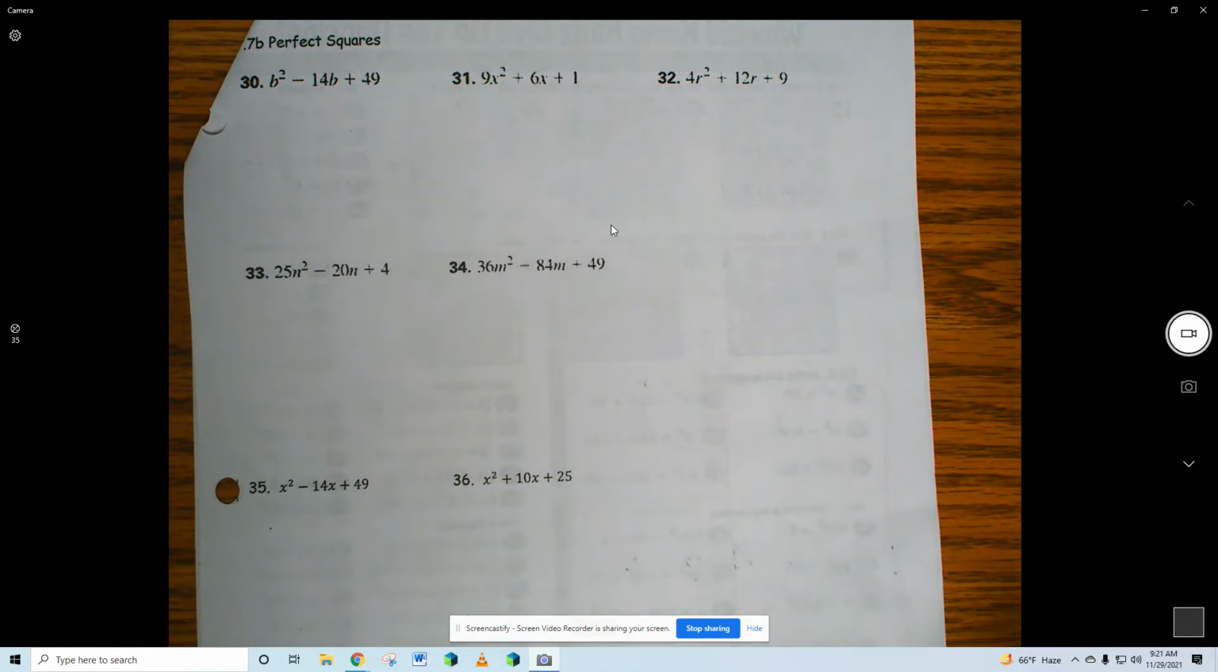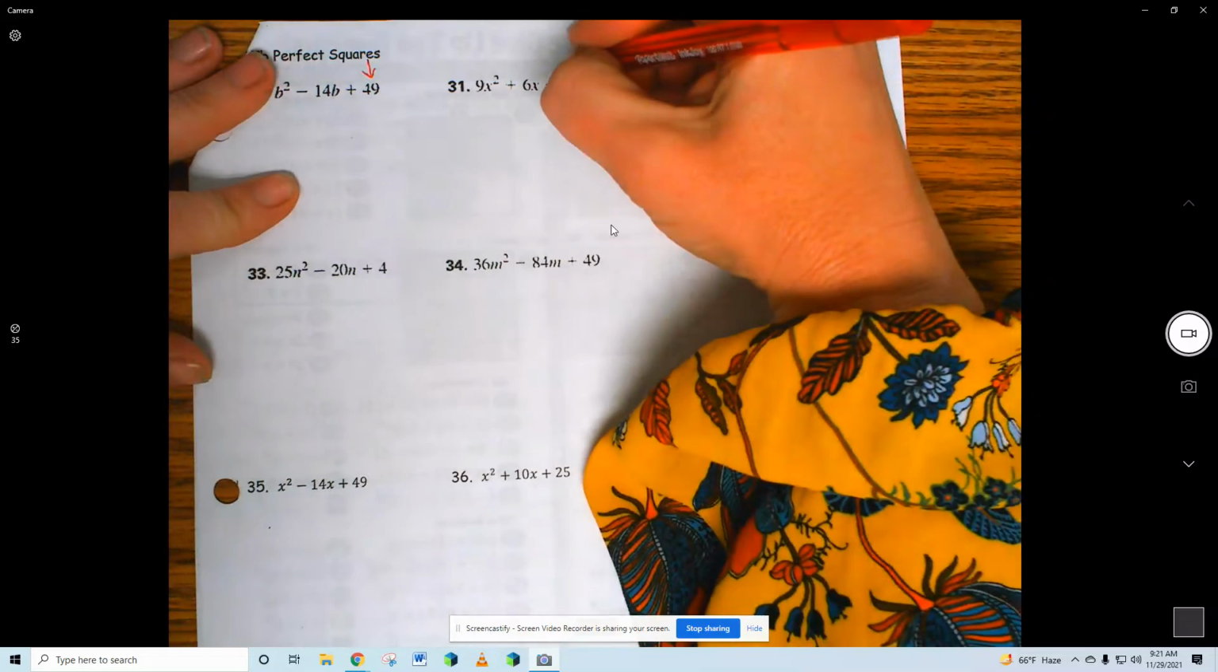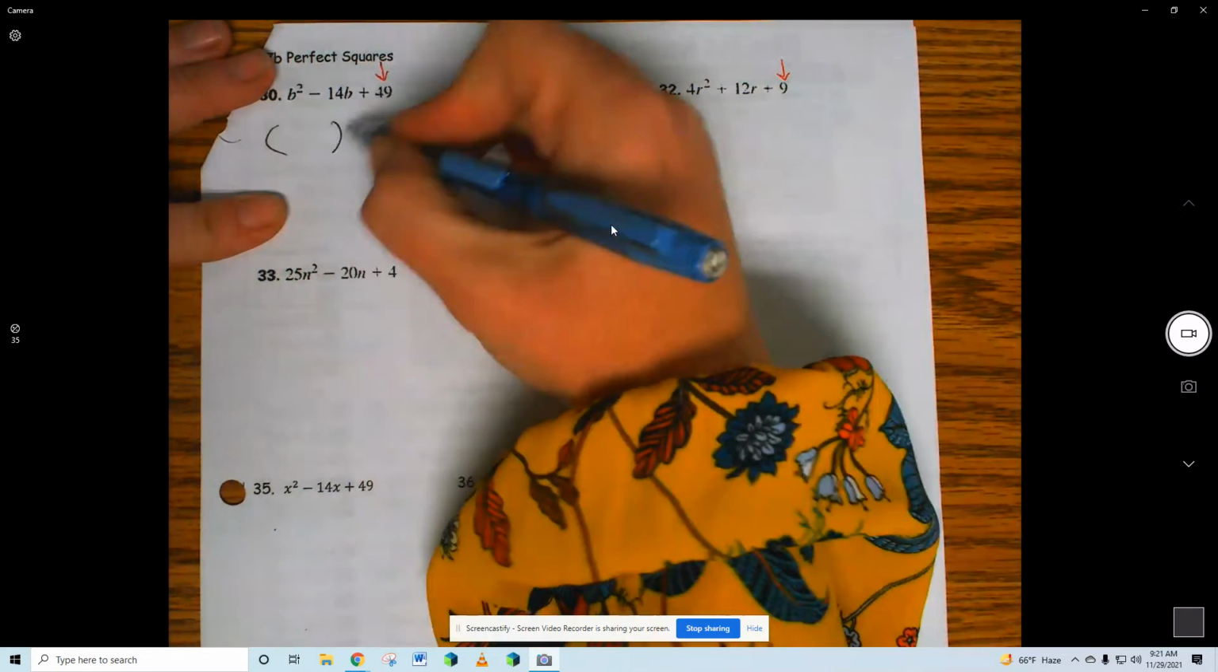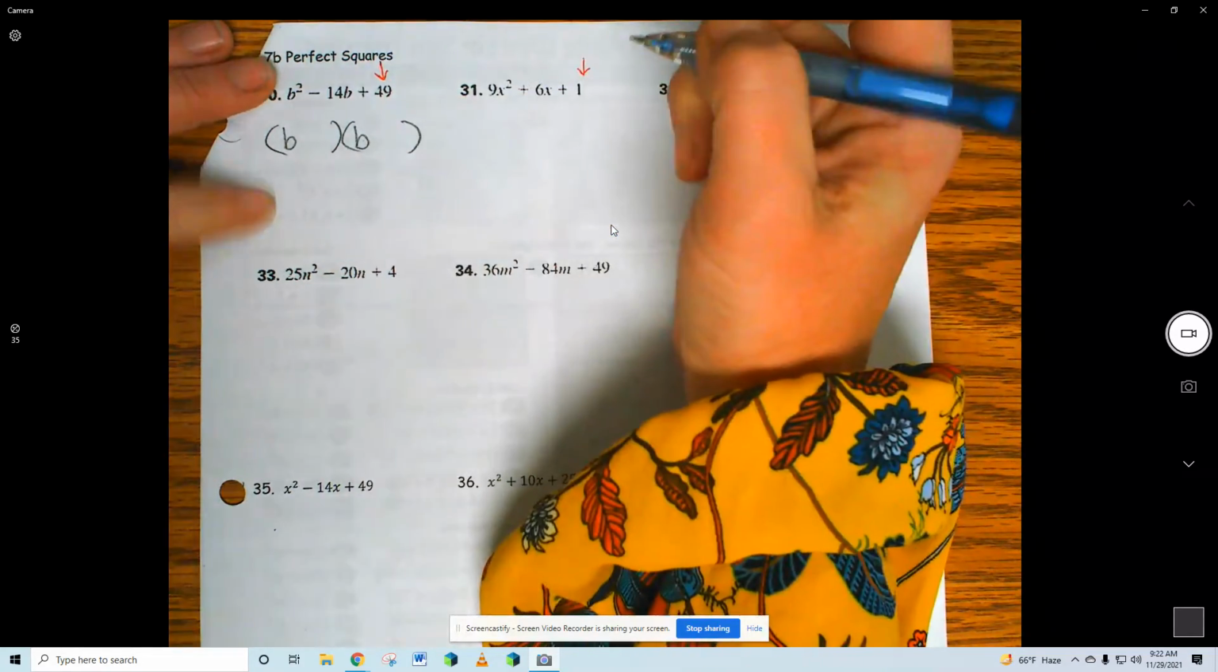49. Do you need this red arrow here? I mean, you just need to know. Ooh, 31 is harder. We'll do all these together. 30. What makes 49? And it has to be the same sign in there. B and B. So do you have them memorized?